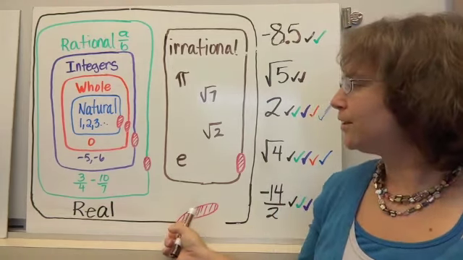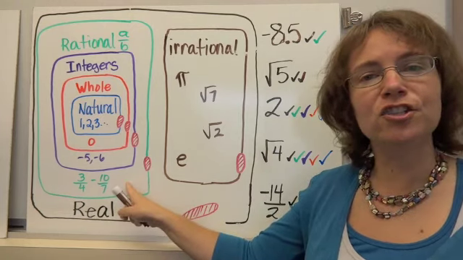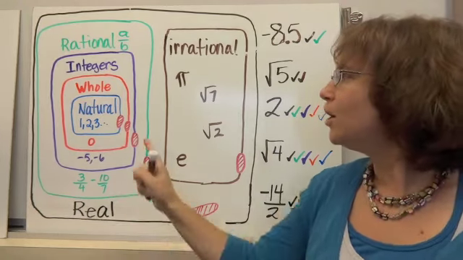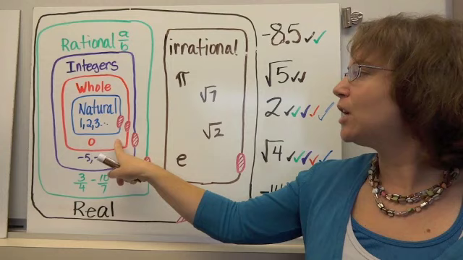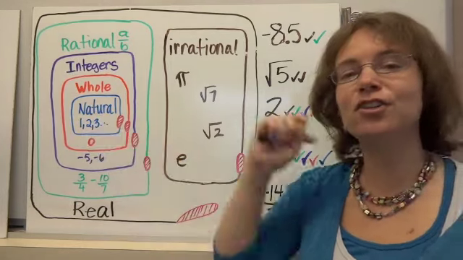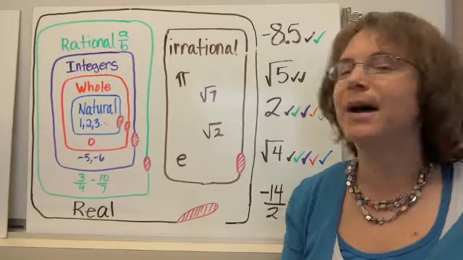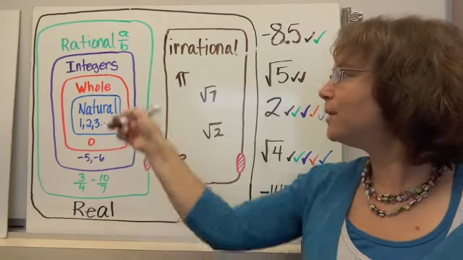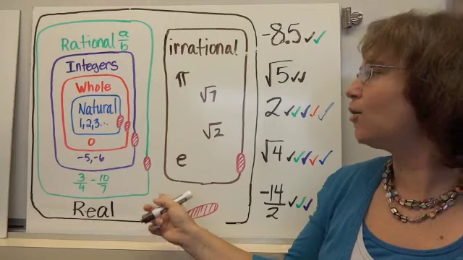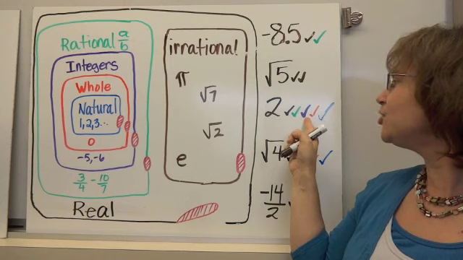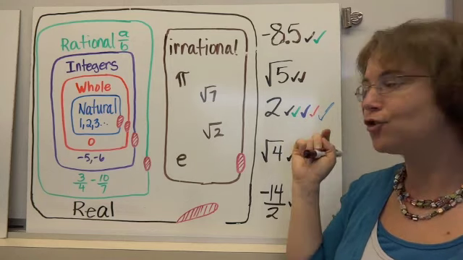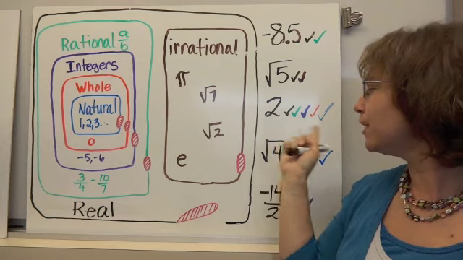So 2 we know is a real number. We can write 2 as a fraction, so it's a rational number, 2 over 1. 2 is an integer. It has no fractional parts. And 2 is a whole number. It's included in here. In fact, 2 is a natural number. It's actually one of my examples right there. So 2 meets all of these. It can go in all of these rooms. So we have real, we have rational, we have integers, we have whole, and we have natural numbers. 2 is all of those.